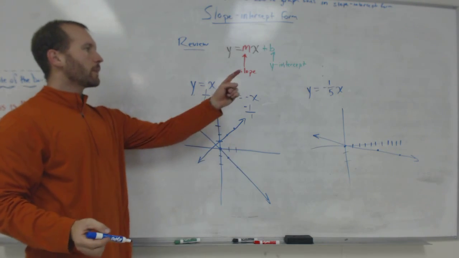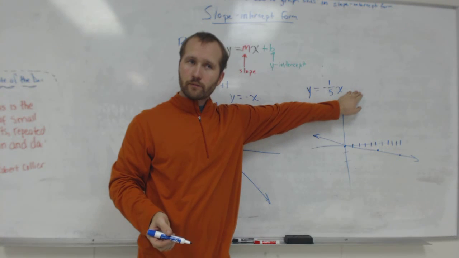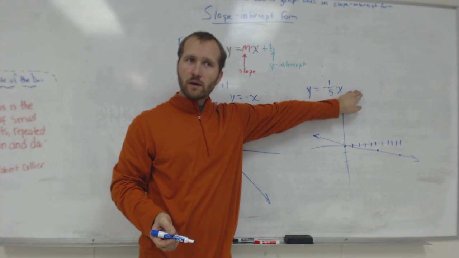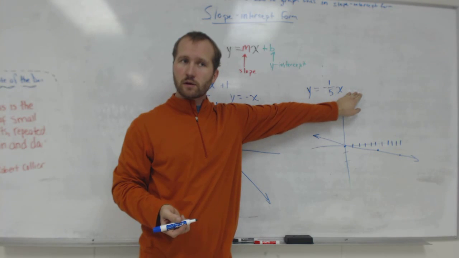Okay, so if we have no b, b is 0. You may want to write that into your notes. If we have no b, b is 0.